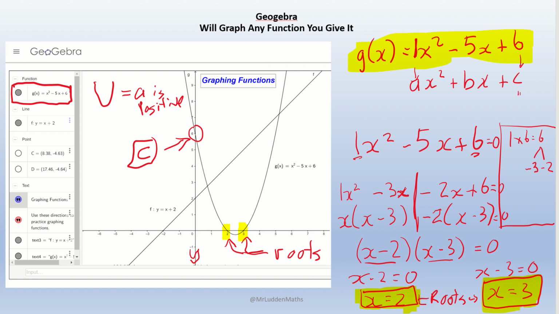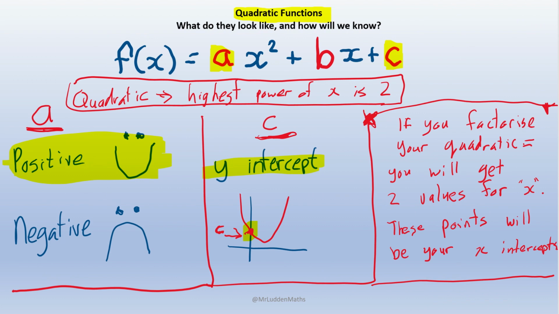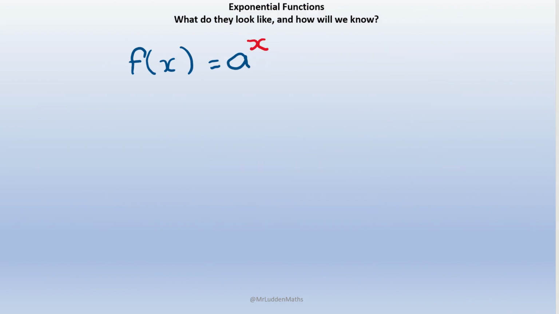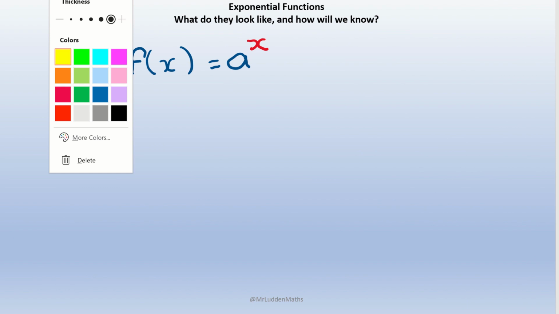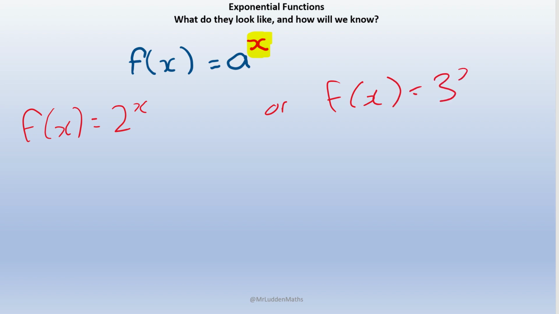Okay, we've done linear graphs, linear functions even. We've done quadratic functions. The last one we're going to have a look at is exponential functions. And this is one where my exponent, the x, the power, changes. So in your junior cert, you'll usually be working with f(x) is equal to, let's start with the easiest one, 2 to the power of x, or f(x) is 3 to the power of x.